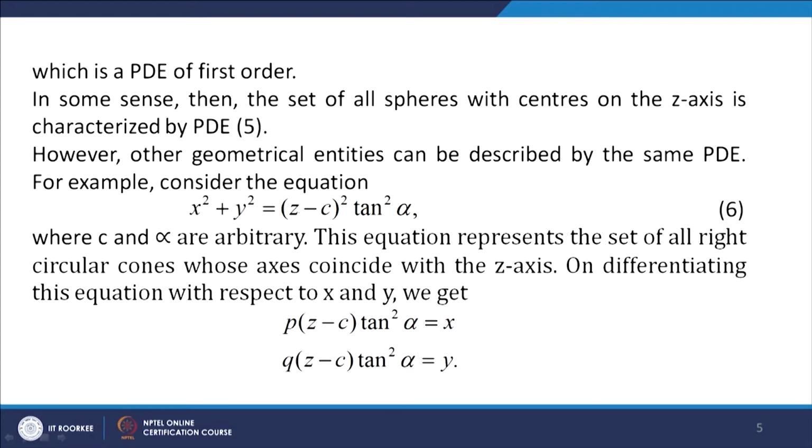differentiate this partially with respect to x, what do we get? 2x = 2(z − c)p tan²α, where p is the partial derivative of z with respect to x, and when we differentiate this with respect to y, we get 2y = 2(z − c)q tan²α. So, eliminating the constants c and α, what we get? x/y = p/q, and this gives us the same partial differential equation as in the previous case.